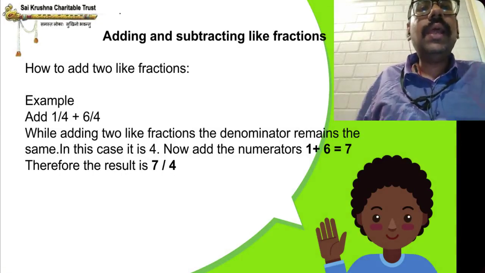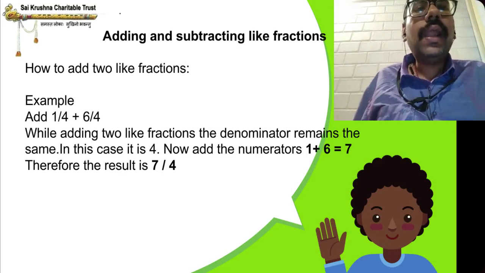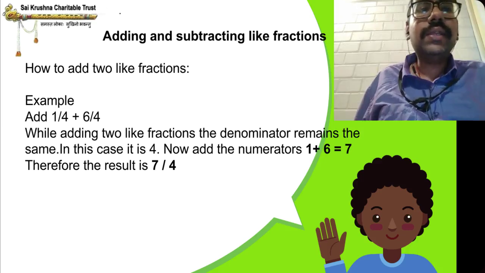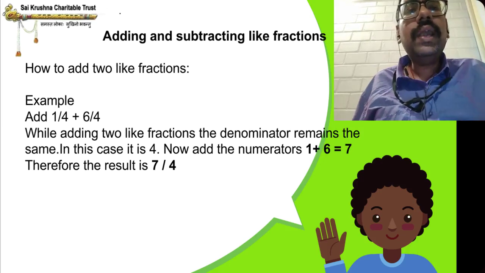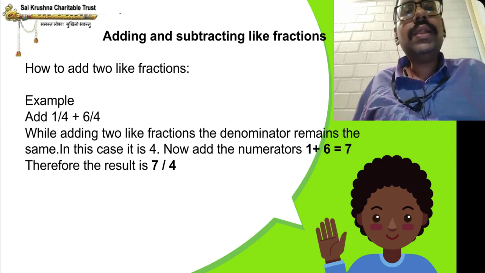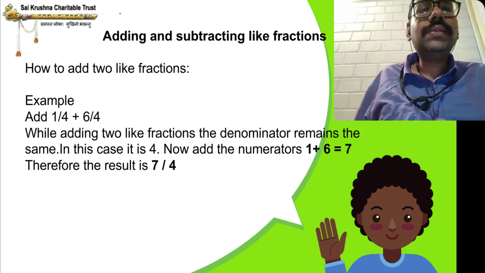Now, for example, I am taking 1 by 4 plus 6 by 4. How to add these, children? Very simple. 4 is the denominator in both fractions, the common denominator. That is why they are like fractions. Now what you have to do? Write 4 in the denominator. Now to get the numerator, what are the numbers? 1 and 6 in the numerators. 1 plus 6 you have to do. 1 plus 6 is 7. 7 by 4. Okay, children?